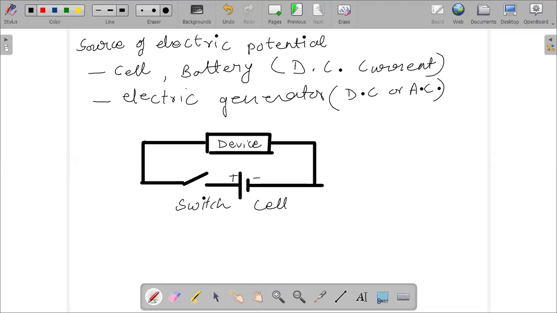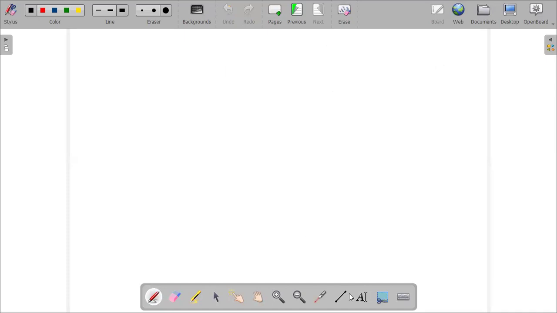Understood this? Okay. Now electrical measurements. Let us see how we make electric measurements.